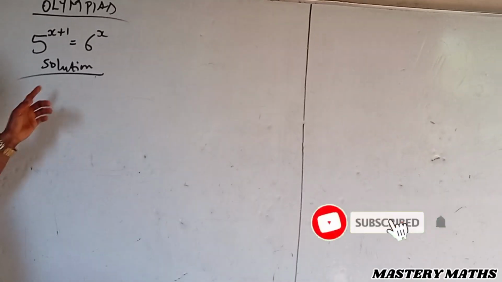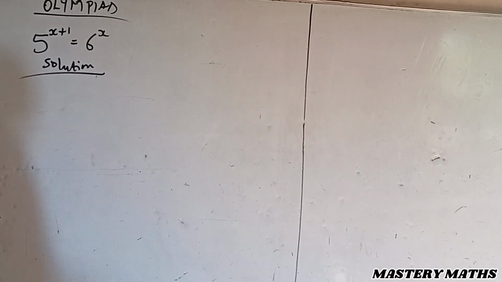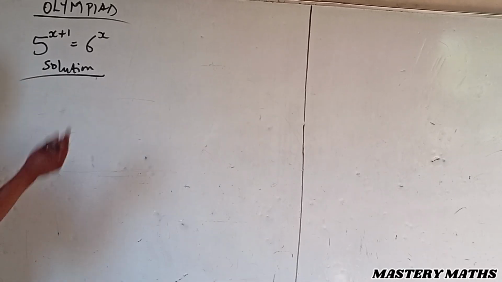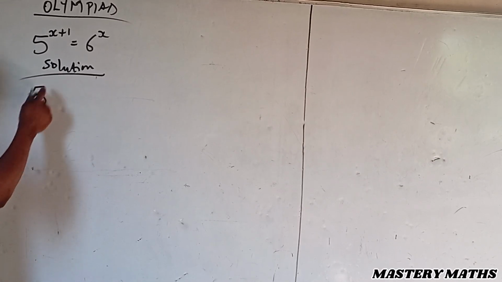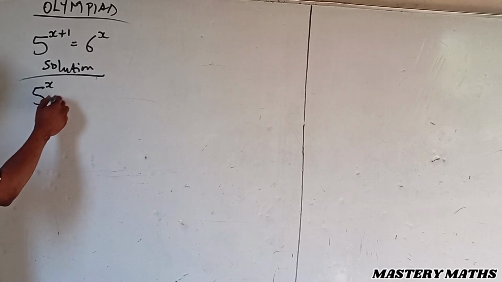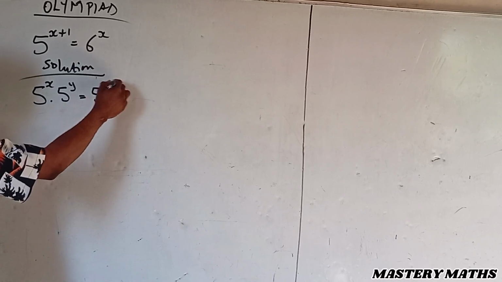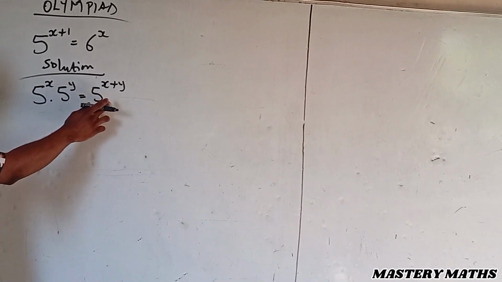On the board, we have been asked to look for the value of x here. To be able to find the value of x, you need to use the law of indices, which says 5 raised to the power of x times 5 raised to the power of y gives us 5 raised to the power of x plus y.